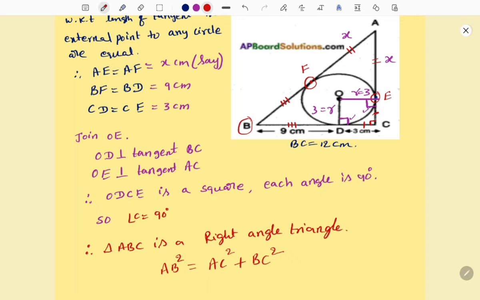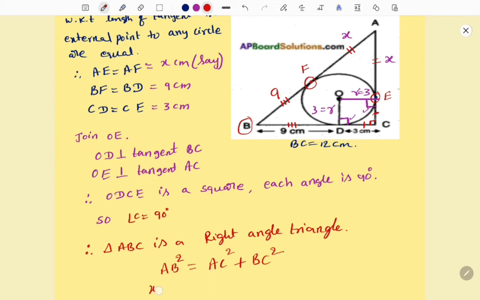Now, from the figure, what is AB? You know that BF is 9 centimeters, and this is also 9 centimeters. But AF is X. The total AB is what? The total AB is X plus 9.